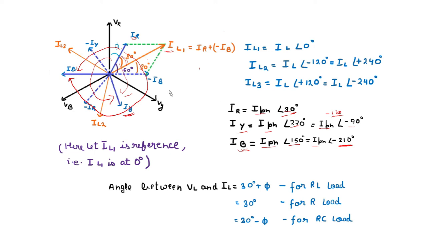This is all just a phasor diagram. You just have to know how to draw this and how to read its value. That's it. Now here also, the angle between VL and IL is 30 degrees plus phi for an RL load. For a purely resistive load, it is 30 degrees, and for an R and C load, it is 30 minus phi degrees.